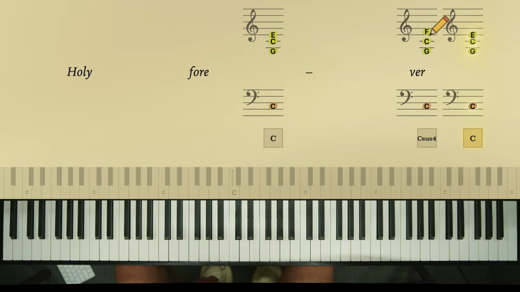Here's another little curve, but it's not hard. It's called a C sus4. You're going to see those all the time in praise and worship. Sus4, I'm going to explain what it is, and it applies to any other chord. Once you learn it on one chord, it applies to all the rest of them. It's no different.